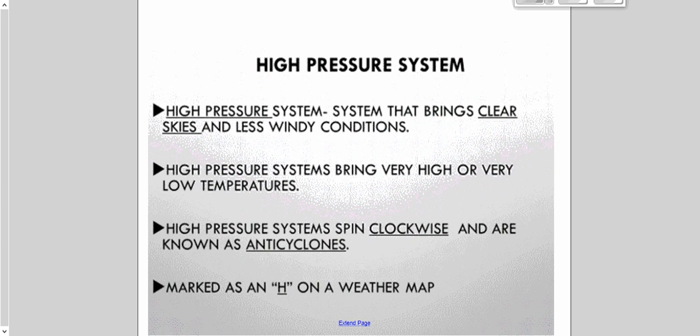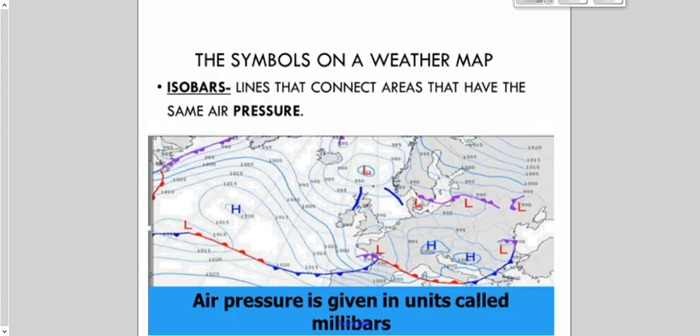High pressure systems usually bring clear skies and less windy conditions. We are at the beginning of a high pressure system right now, although it's a windy day today. The fact that the skies are bright and sunny indicates that there's a high pressure system. The wind spinning around the center of the high will be spinning clockwise. It's an anticyclone. We can tell a high pressure system when we see the letter H on the weather map.